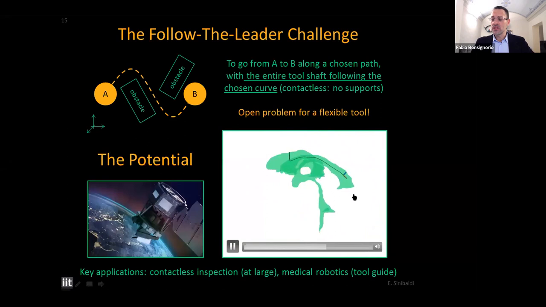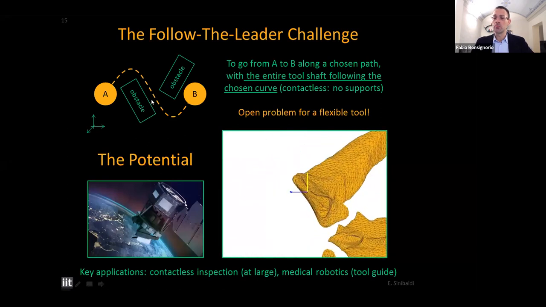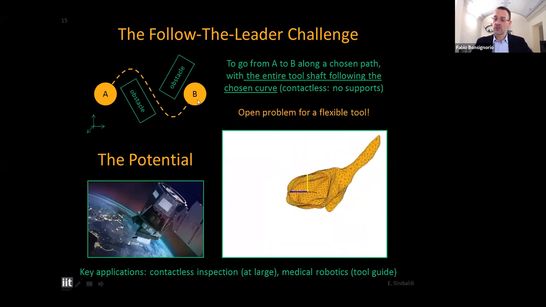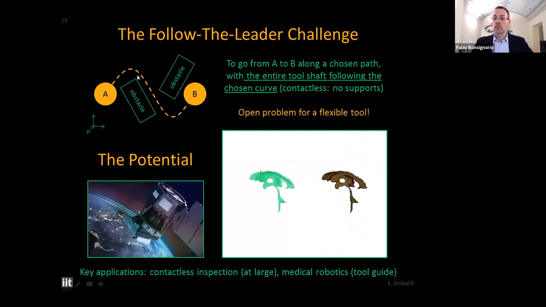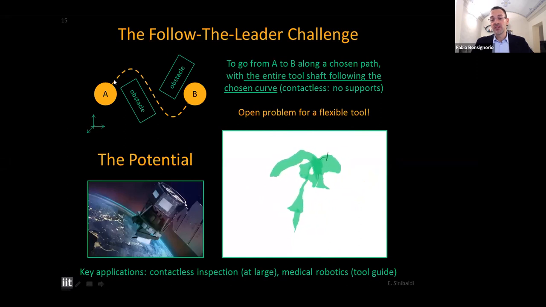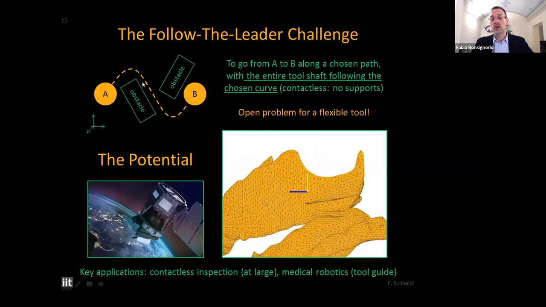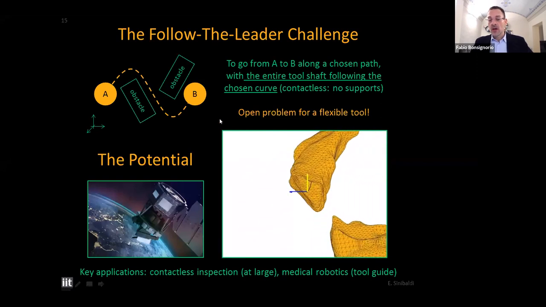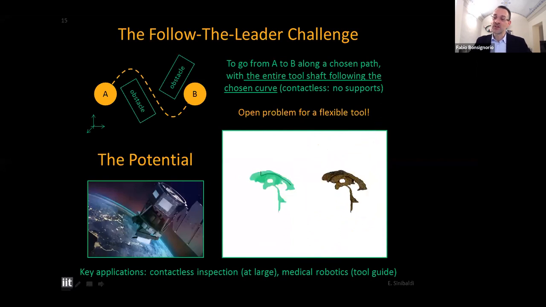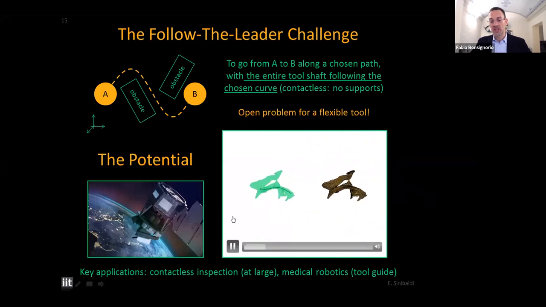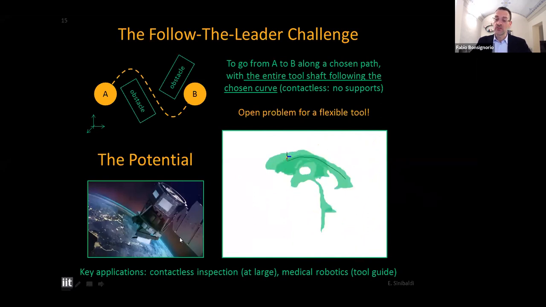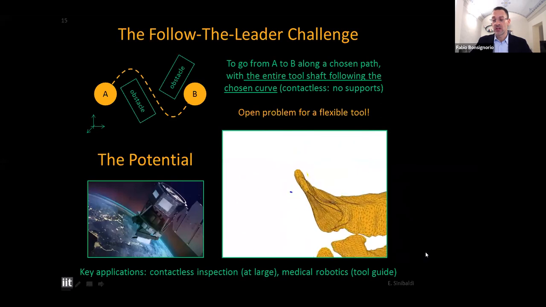And in principle, this seems simple, stated simply at least. You must start from point A, and you must reach point B along a given trajectory while avoiding obstacles, having the entire tool deployed along this trajectory. This is called the follow the leader deployment. Why? Because basically the tip is the leader, and the whole shaft of the tool is going to pass where the tip has already passed. That's why it's called follow the leader. By the way, this was an open challenge just a few years ago for a flexible tool, and you understand how much potential this could have for many applications. For instance, for contactless inspection at large, also for remote systems which you cannot access or don't want to disassemble, but also for medical robotics. Either as a tool, if you manage to really miniaturize this system, or as a tool guide.